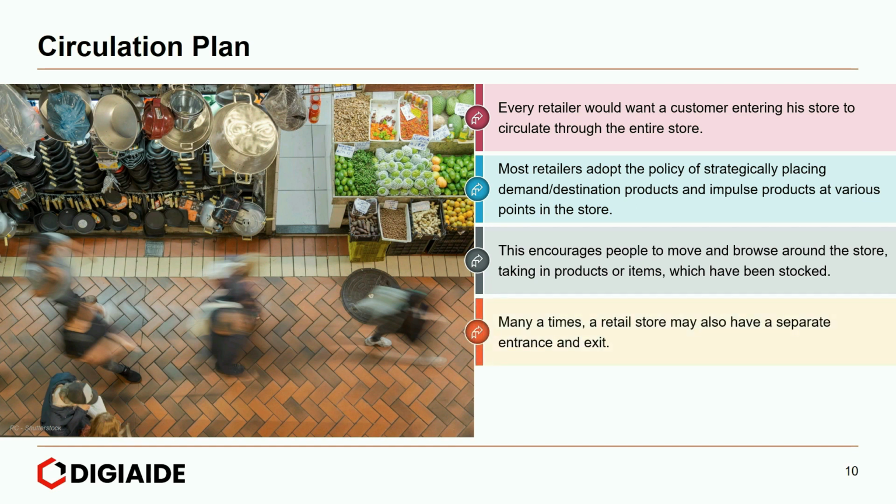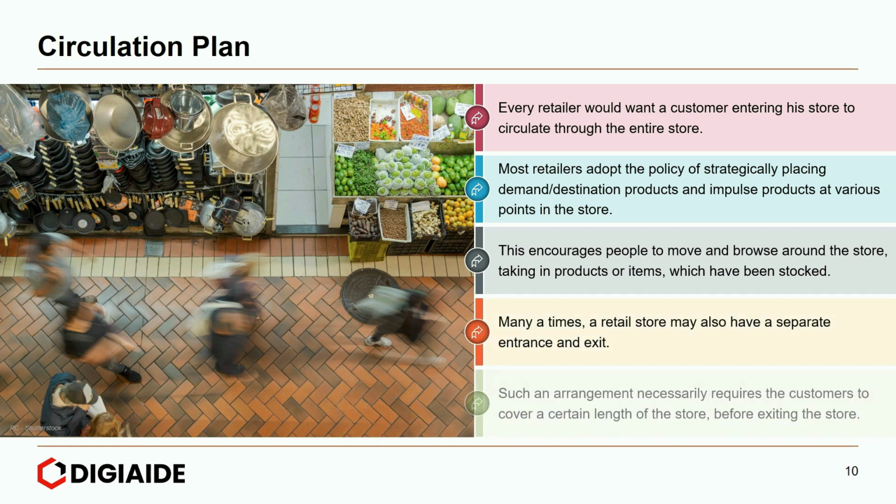Many a times, a retail store may also have a separate entrance and exit. Such an arrangement necessarily requires the customers to cover a certain length of the store before exiting the store. For instance, in a supermarket, the fresh groceries may be placed at the rear end of the store. This will ultimately encourage people to browse through the store till they reach the section. Similarly, impulse purchase items like chocolates may be placed near the billing counter.